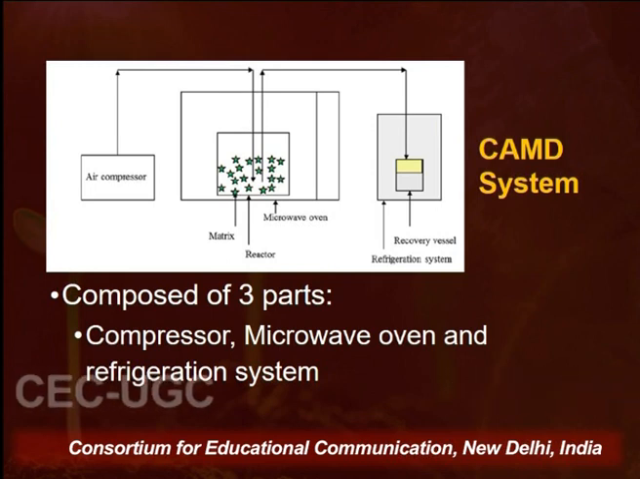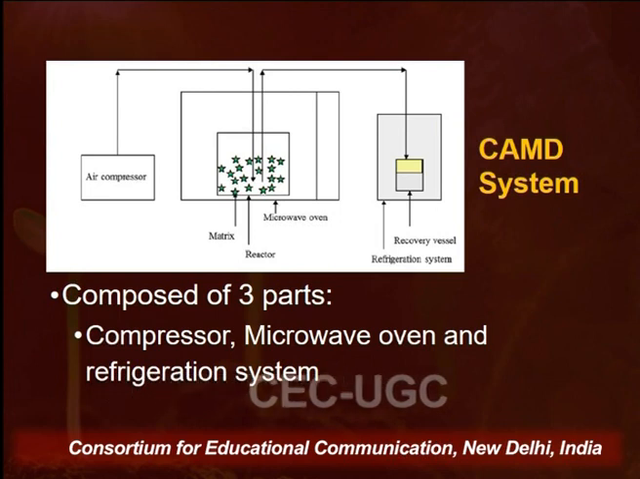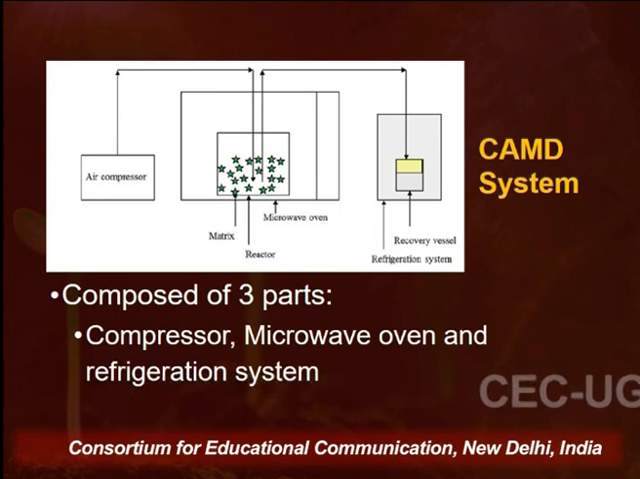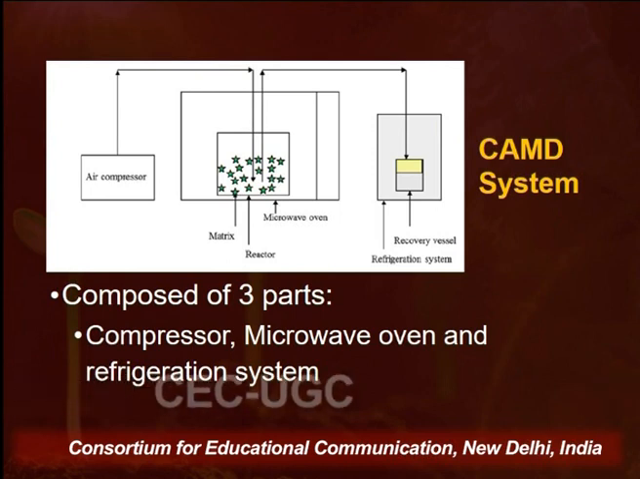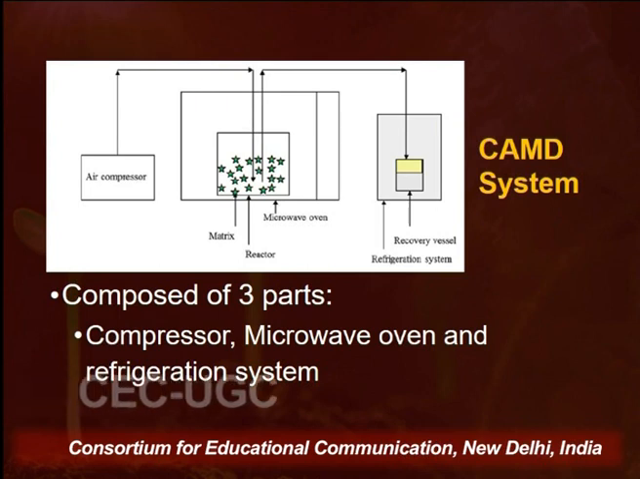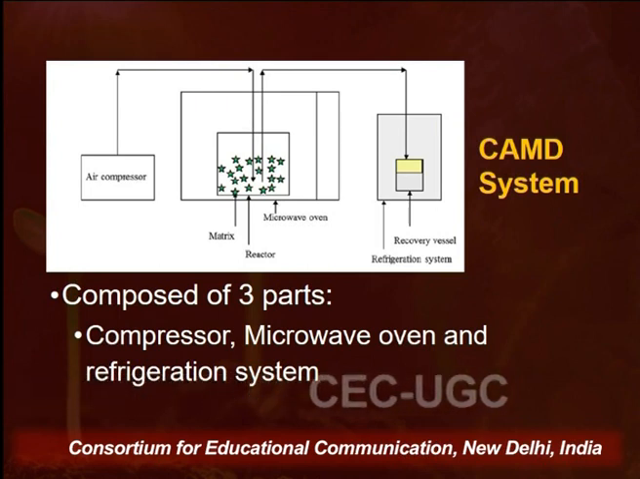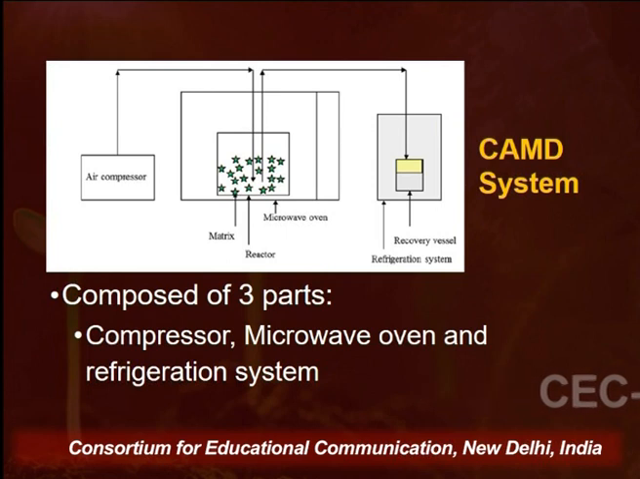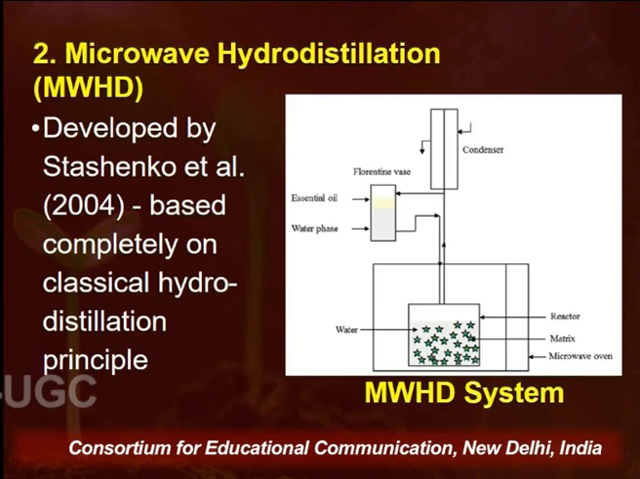So the compressor will allow the air at a specific rate and temperature to enter into the vessel where raw material is there, and the vessel is placed in the microwave oven. Microwaves will heat up the feed material along with the heated air, and this heated air will help in carrying the vapors of the oil to the refrigerant system where they are cooled, they are condensed, and the oil is separated from there. This process is fast, energy efficient, and reproducible in terms of quality as well as quantity of the oil.